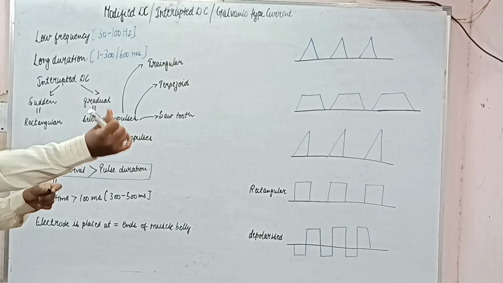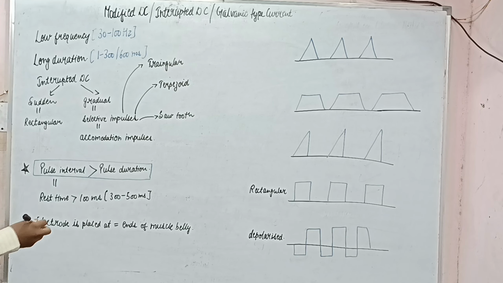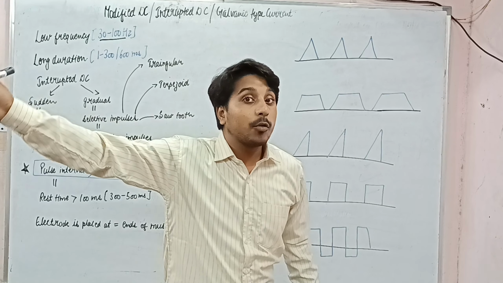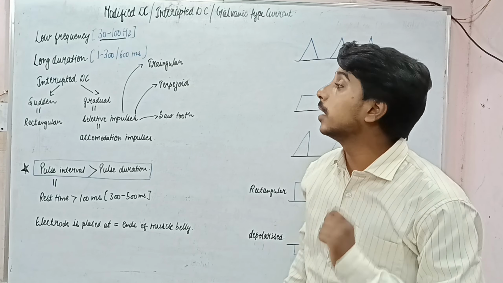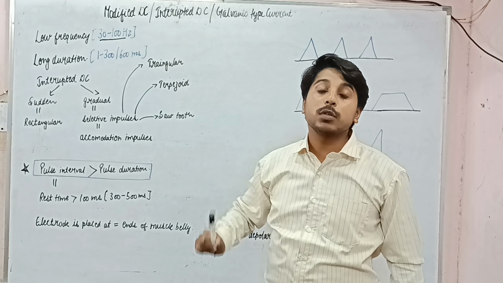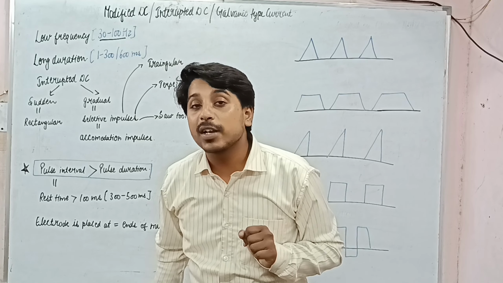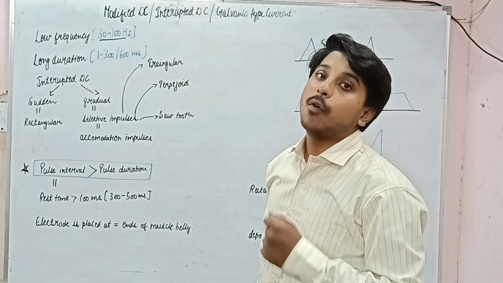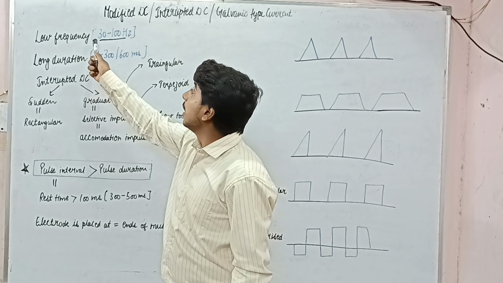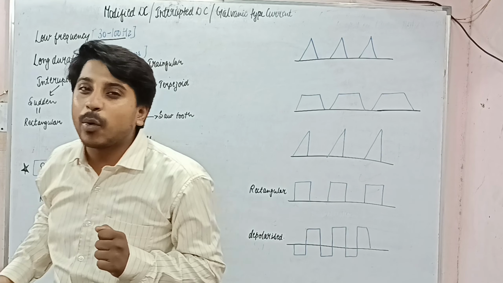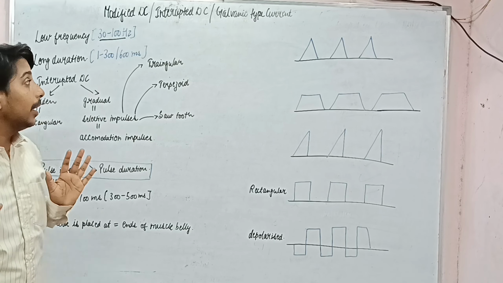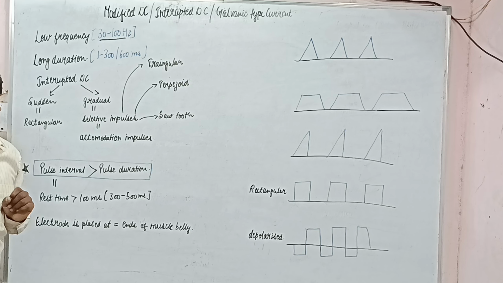So here we are using it. What is the frequency? Its frequency is 30 to 100 hertz. What was it for therapeutic? It was 1 to 30 hertz. What is the duration? Here it is 1 to 300 or even up to 600 milliseconds. What was it in therapeutic? It was 0.1 to 1 millisecond. Galvanic has a slightly higher frequency, though both of them are under the low frequency current. So this is the general introduction.